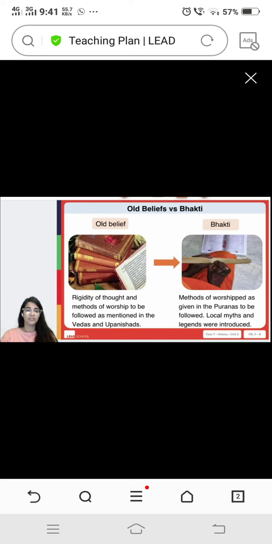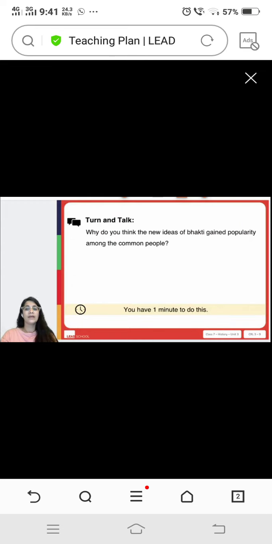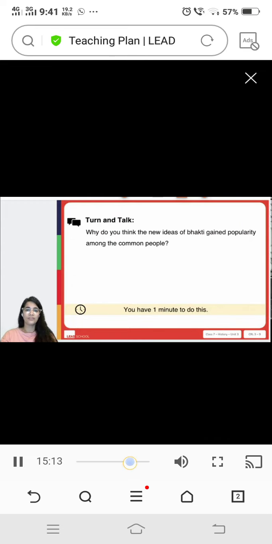The old belief said that the rigidity of thought and methods of worship to be followed were mentioned in the Vedas and the Upanishads. Bhakti said that the methods of worship as given in the Puranas were to be followed. Local myths and legends were also introduced. Now, take 1 minute to stop and jot your answers to the question.